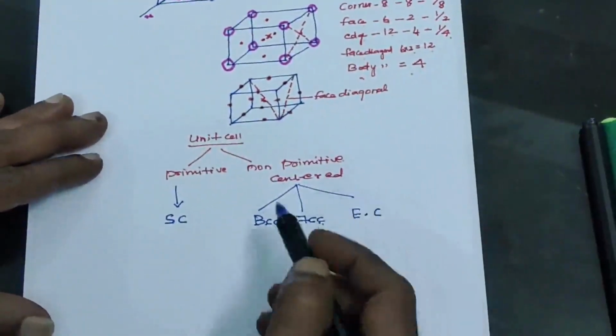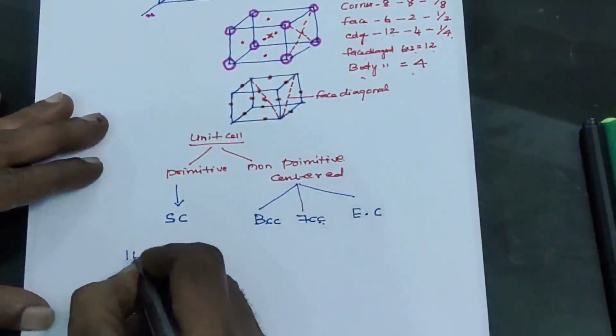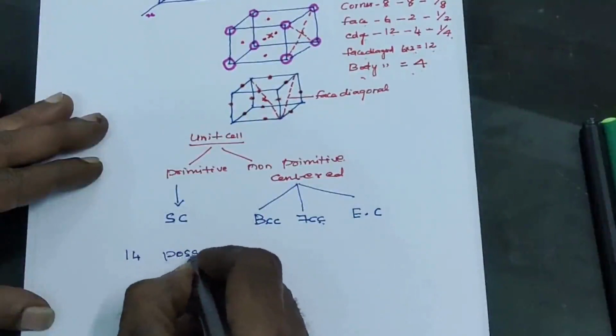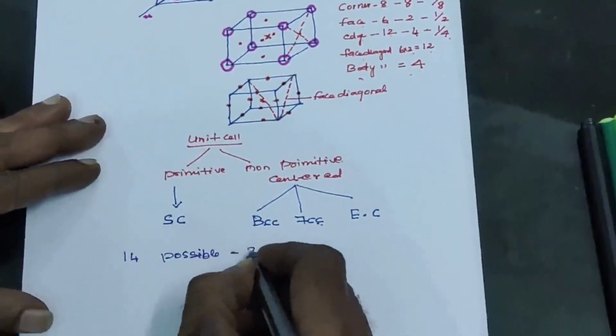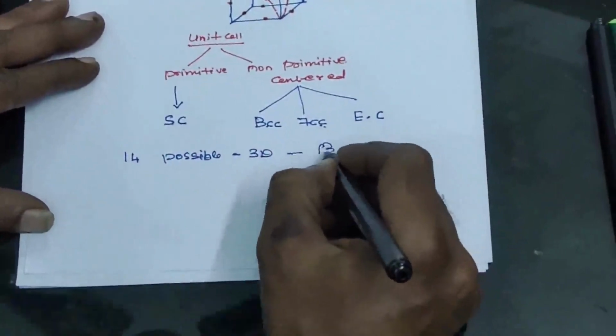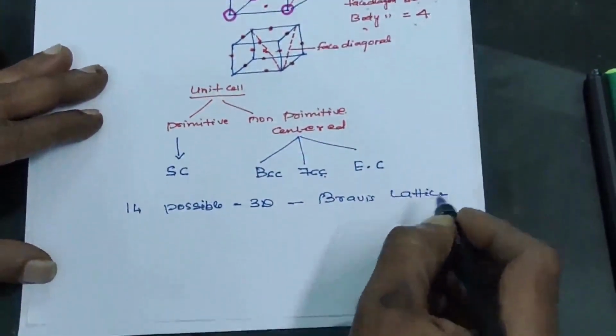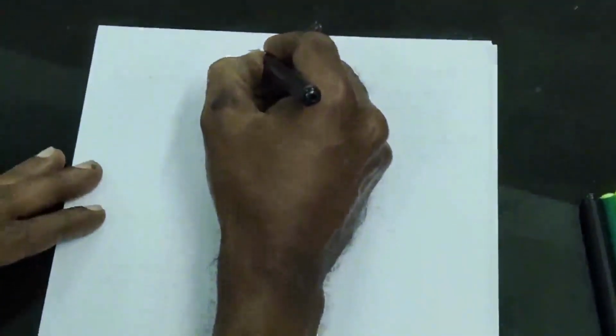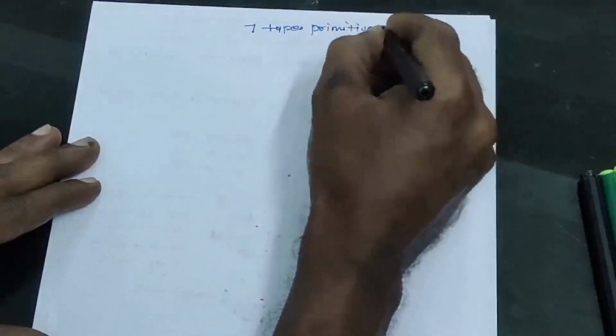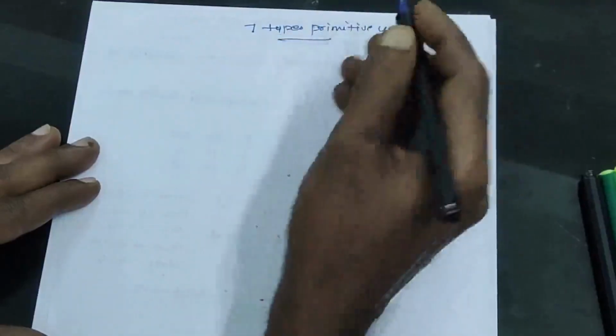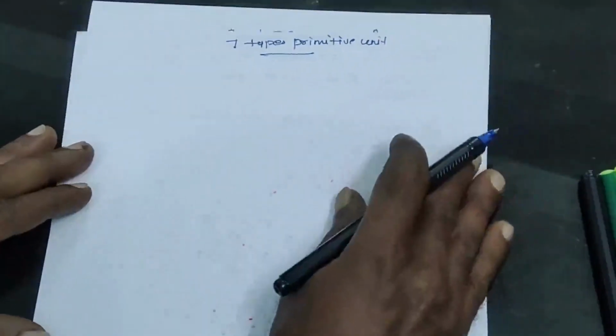Then, totally there are 14 possible 3D lattices, called Bravais lattices. In this, 7 of them are primitive. There are 7 types of primitive unit cell. It is very difficult to memorize these 7 primitive unit cells.